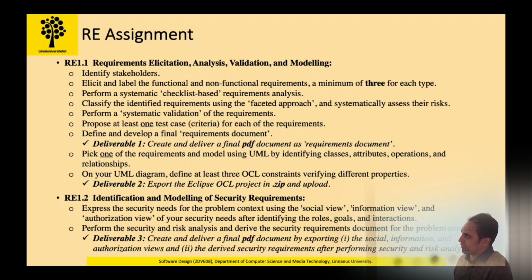For the second part of the assignment, pick one of the functional requirements again, or any other non-functional requirement, and draw the social view, information view, and authorization view in the same way that we did before today. Perform the security analysis, risk analysis, and well-formedness analysis, and at the end generate the final PDF with your name and upload it to Moodle.